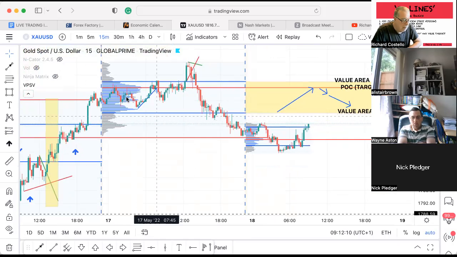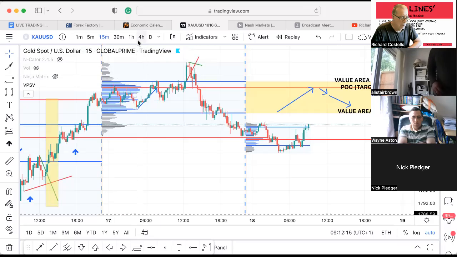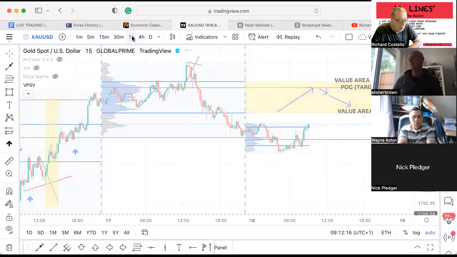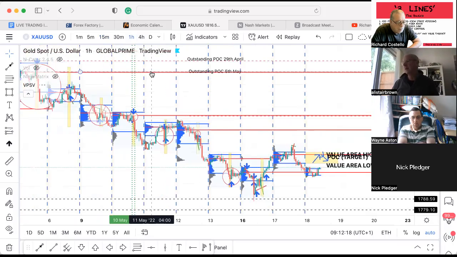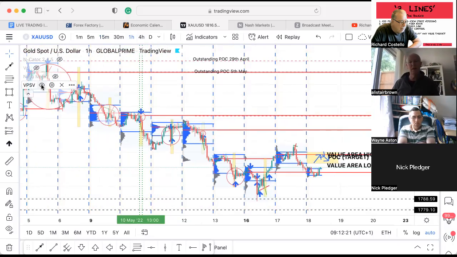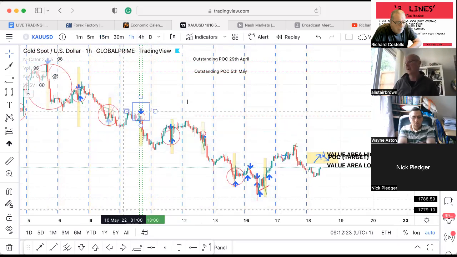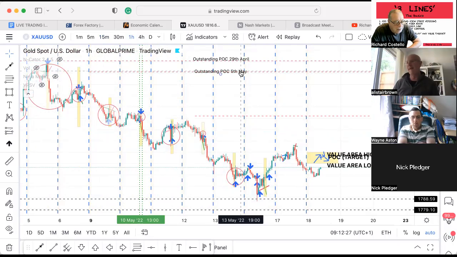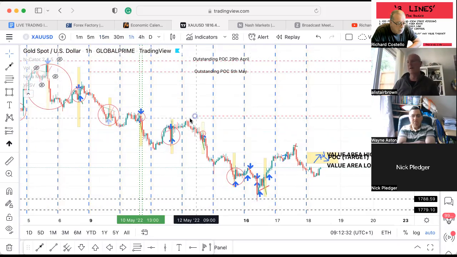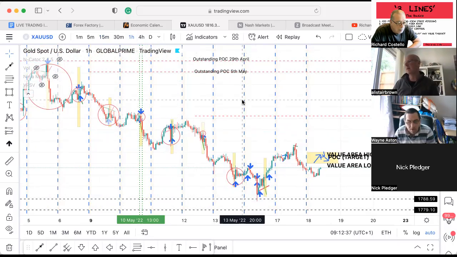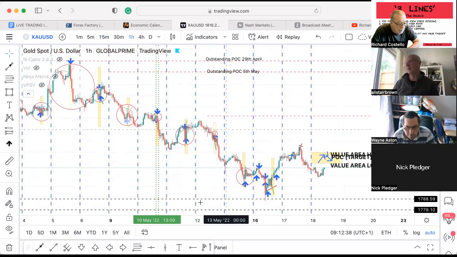what I was looking at earlier this morning was the big picture. So if I go, let's say, onto the 1 hour chart, I'll take off the volume profiles. You can see I've got outstanding POCs up here and up here. There's this one here, which I didn't label, but it's obviously from this day here. That was the 12th of May. I'll put a label on it. And then we've got some lines below. So these are potential targets.